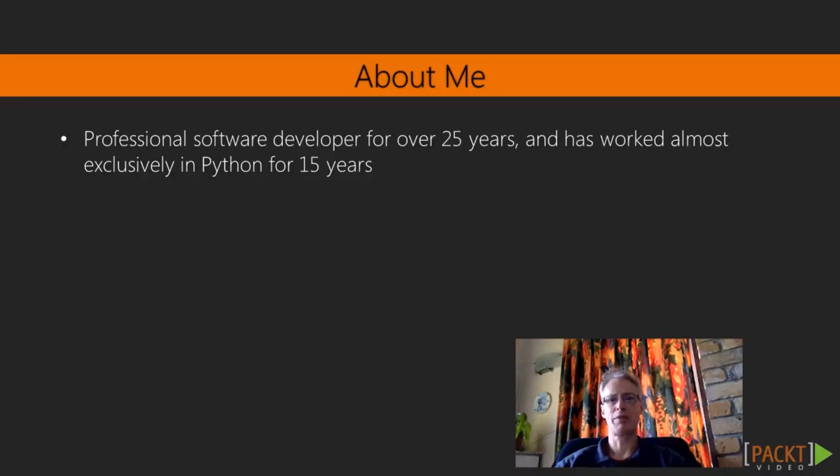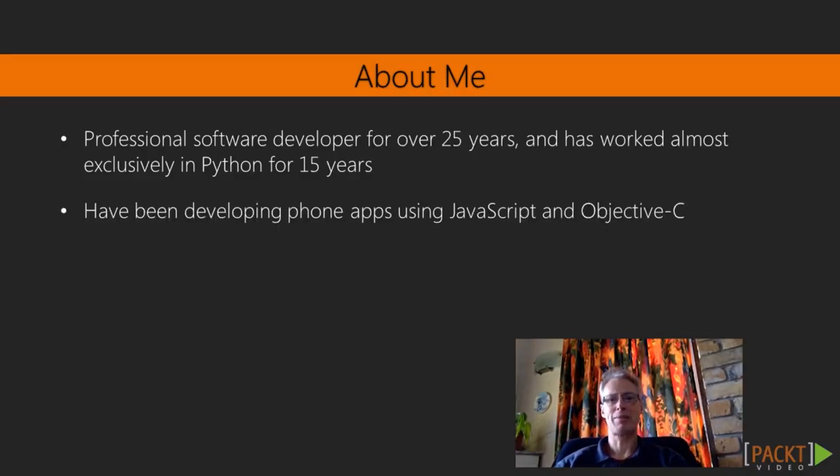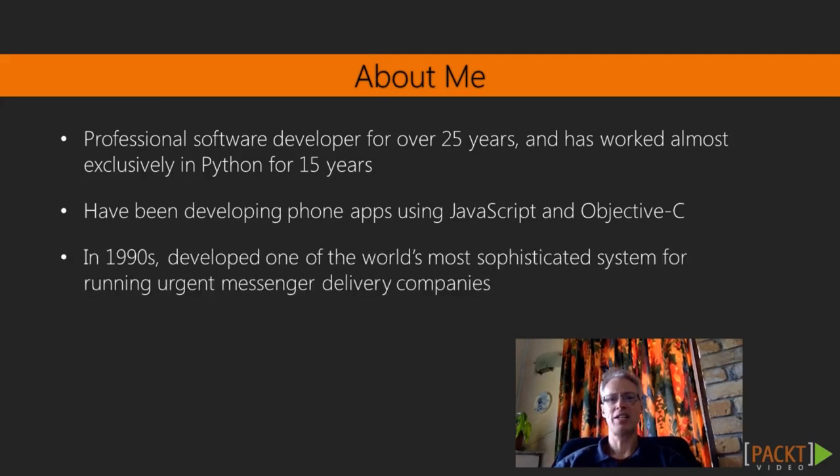I've been developing software for a long time and have worked almost exclusively in Python for 15 years, though in the last year or two I've also been developing phone apps using JavaScript and Objective-C. In the 1990s, I developed one of the world's most sophisticated systems for running urgent messenger delivery companies, then turned my attention to building a high-volume geocoder consolidating online classified ads. More recently, I've been working on developing iPhone apps that capture and record the user's location, both as a guide for cyclists and to detect possible fraud when making online transactions.